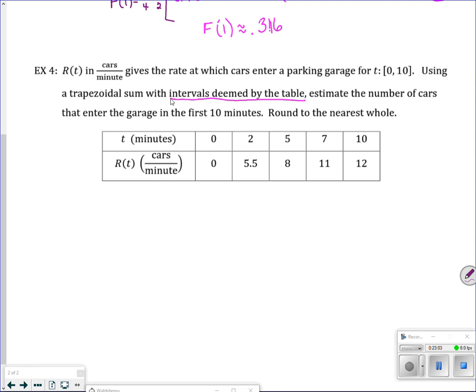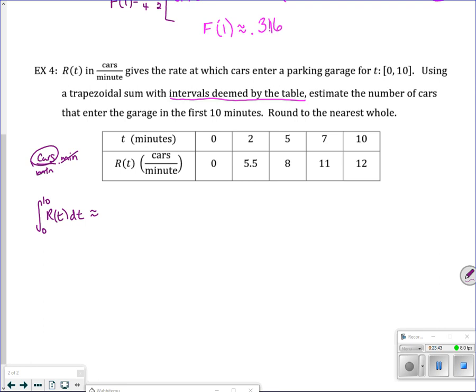I'm hoping that if it says a trapezoidal sum, a Riemann sum, or trapezoidal sums, you remember what they do. They approximate integrals. So I'm hoping you go, okay, what I'm really needing to do is approximate this. Because when I integrate cars per minute and multiply by minutes, that integral will give me the cars. Well, estimate the number of cars. So that's what I'm supposed to be doing. It says a trapezoidal sum.